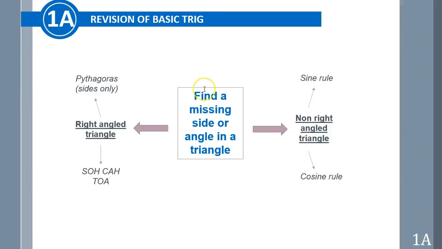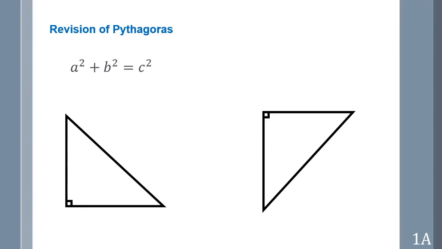This mind map here to start with, so we're just looking for a missing side or maybe a missing angle later on, and there's two possible situations. The first one is it's a right angle triangle, and if it's a right angle triangle, it will have a little square in the corner. See if I can find an example, like one of these. There's a little square in the corner.